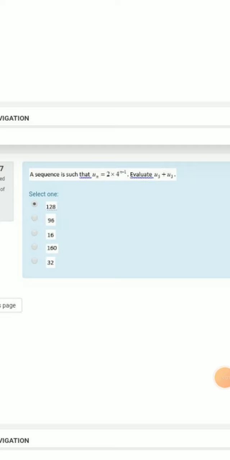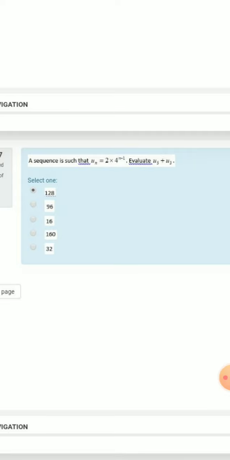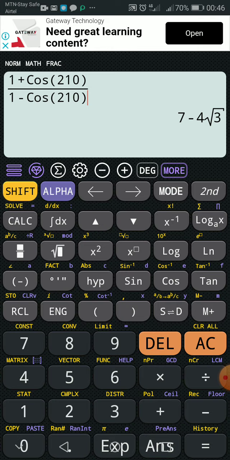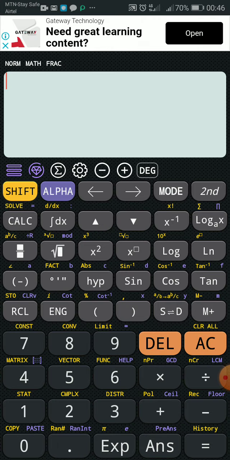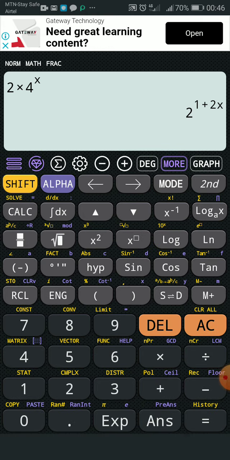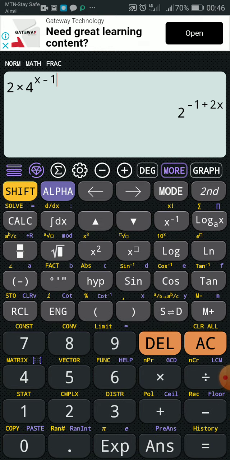Okay, so look at this. The sequence is just that un is equal to 2 times 4 raised to power n minus 1. Find u5 plus u3. Well, we should write what un is. Un is 2 times 4 raised to power, that means power, I think it's alpha x. Let's check that again. 4 raised to power x minus 1. Okay, so calc, they say u5 minus u3.